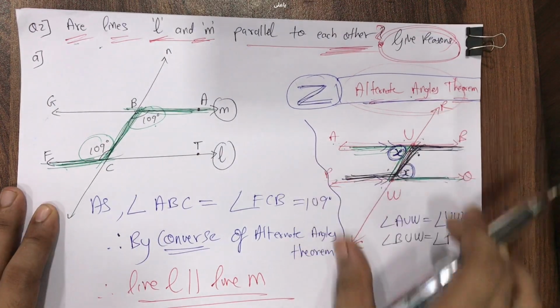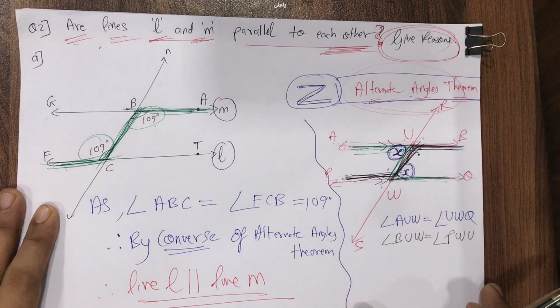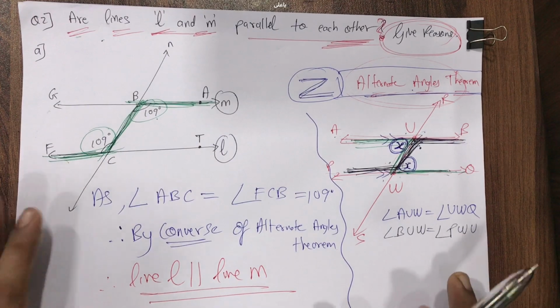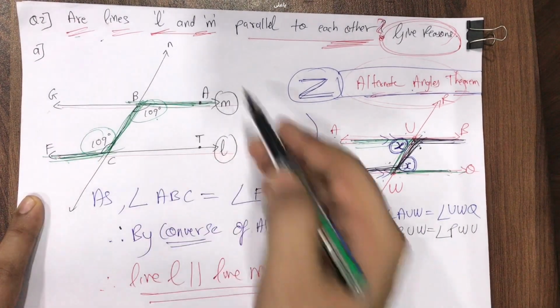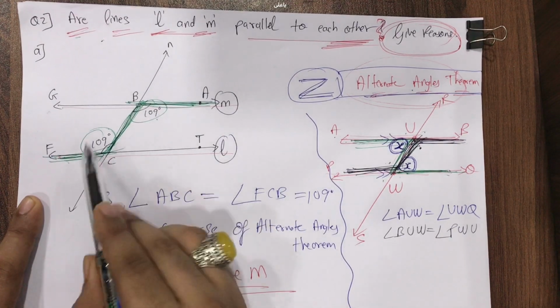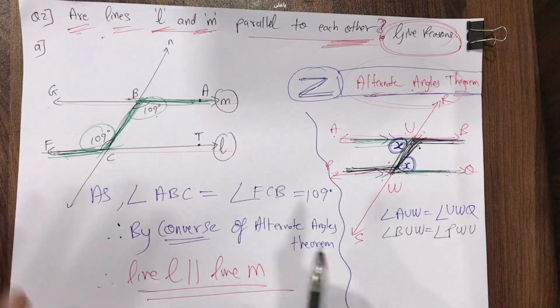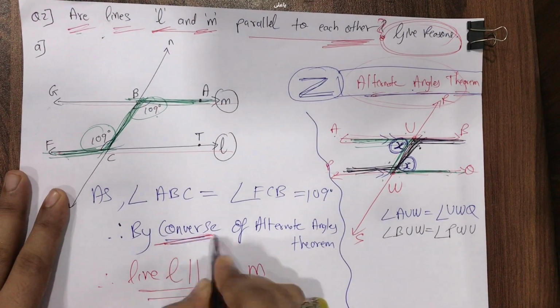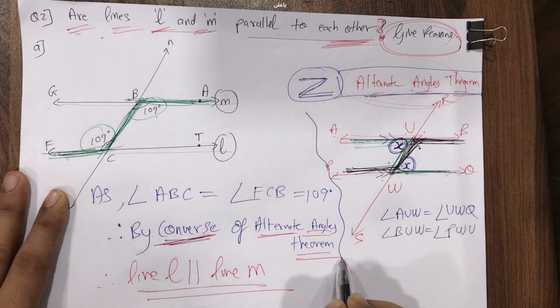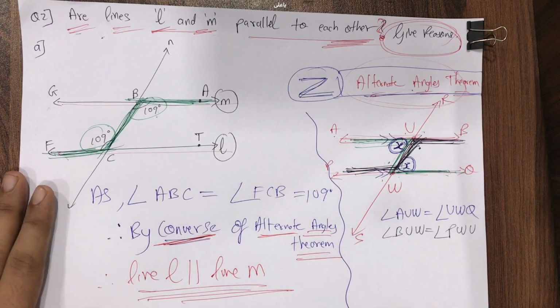You have to write, you write it, but it is not the part of the question. You don't have to write it in the examination. But here they were asking whether line L is parallel to line M, and they have given to you that both angles are equal, 109 and 109. So here it is reversed, from angles we go to lines. So that's the reason we write here by converse of alternate angles, the line L is parallel to line M.